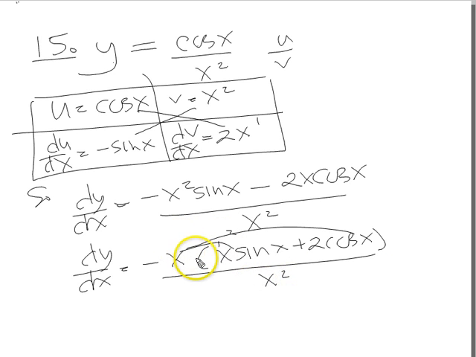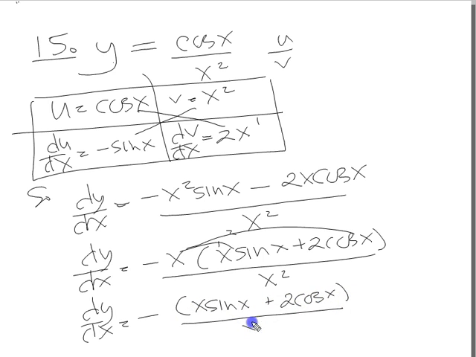So one of these x's will now cancel top and bottom, and we can write dy/dx equals minus bracket x sine x plus 2 cos x, over x. That's fine. Again, you could split that fraction up into its constituent parts, but I'm going to leave it there for now. Tidied up for the most part, isn't it? Alright then, that's the derivative there.